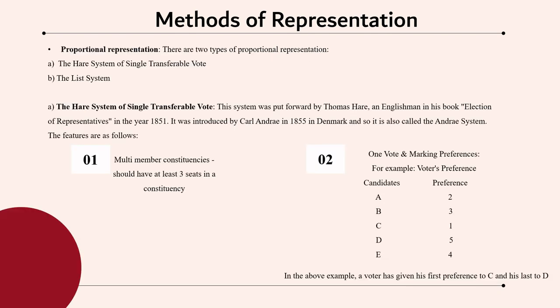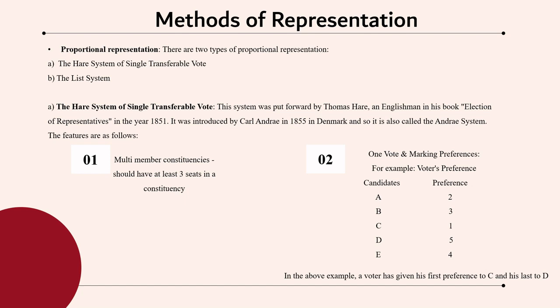The need to provide adequate representation to minorities has been upheld. As a result, different methods of minority representation evolved, which are as follows. First one, proportional representation. There are 2 types of proportional representation. A, the Hare system of single transferable vote. B, the list system. Let us first see the Hare system of single transferable vote.